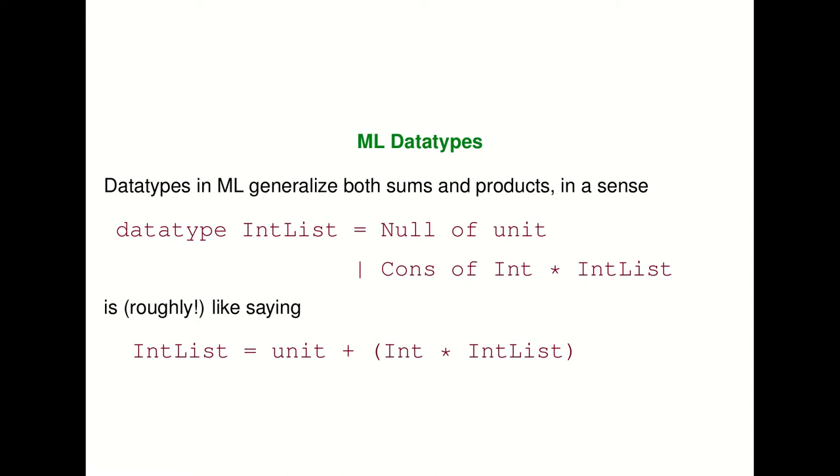I say roughly because this definition is circular. We define int list in terms of int list. And so you have to do a bit of work to show that these kinds of circular or recursive definitions are justified. And that's work we're not going to do in this course.